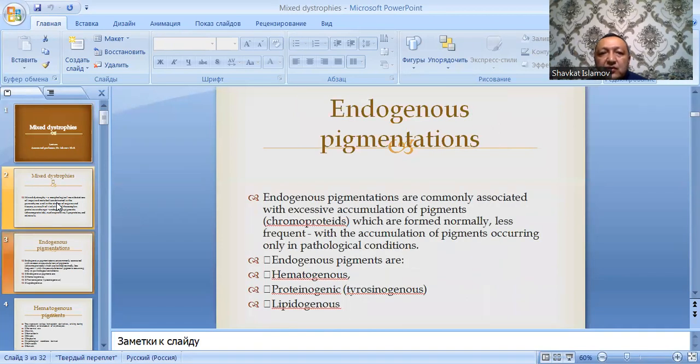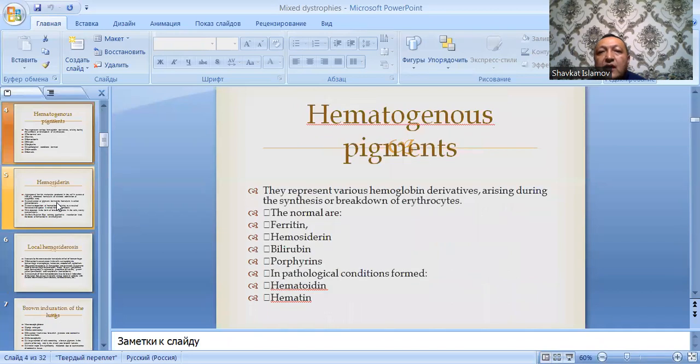Endogenous pigmentation is commonly associated with excessive accumulation of pigments which are formed normally. It is also frequently associated with the accumulation of pigments occurring only in pathological conditions. Endogenous pigments are hematogenous, proteinogenous, and lipogenous.